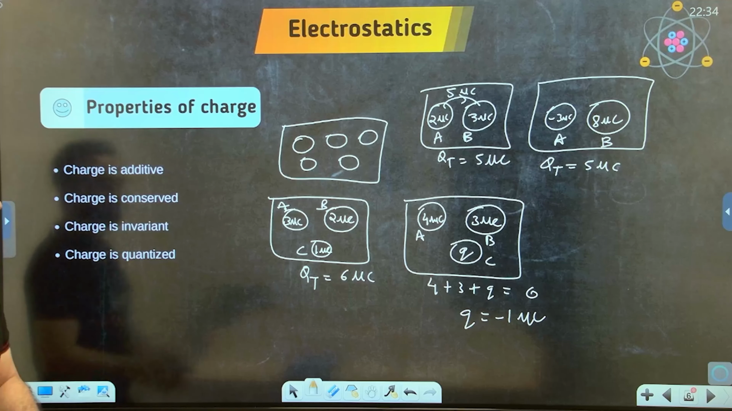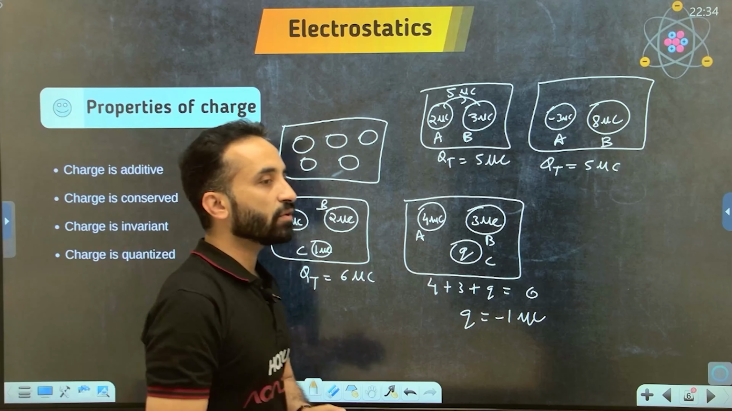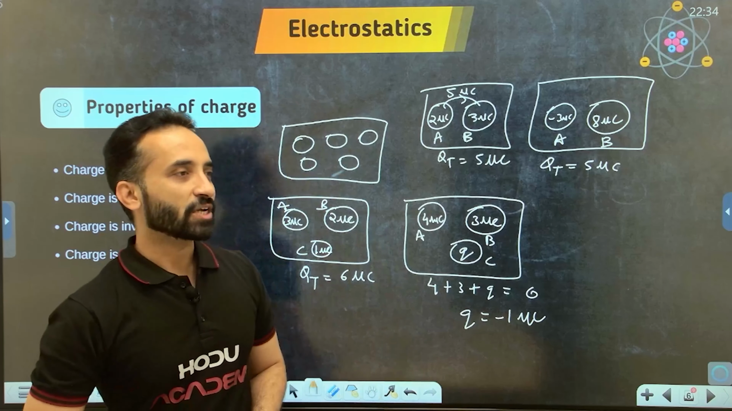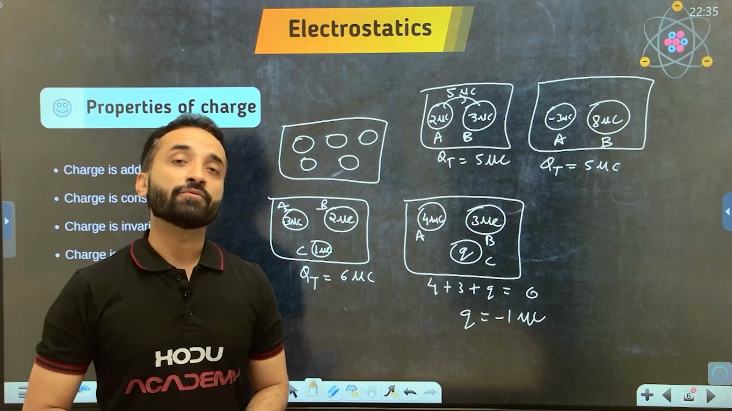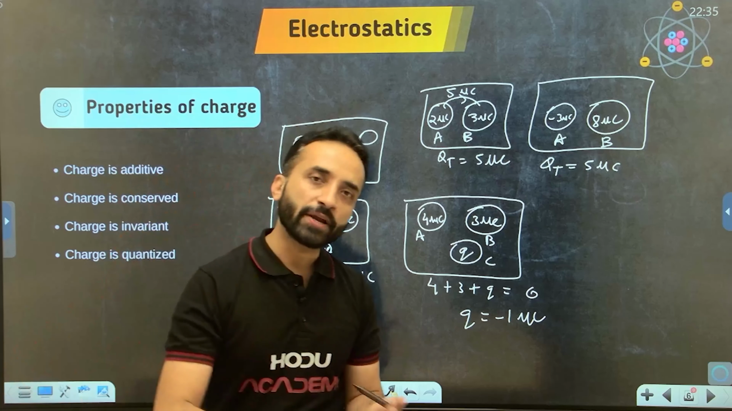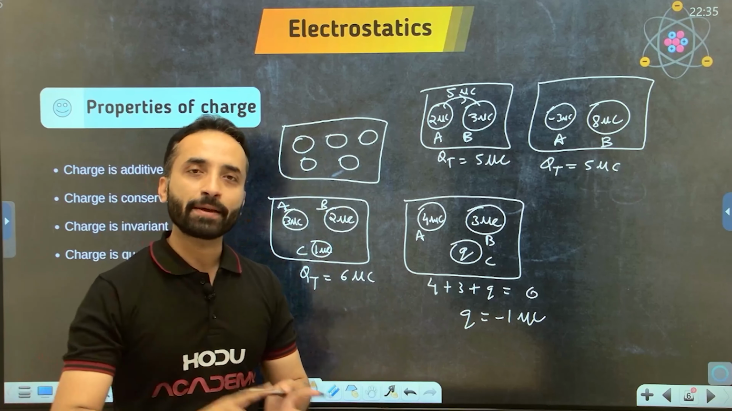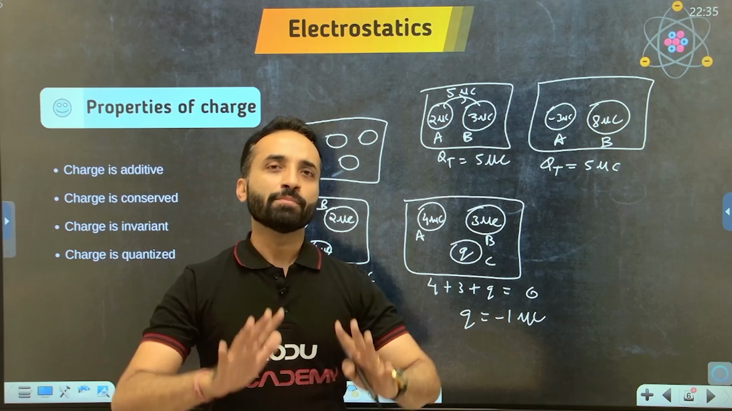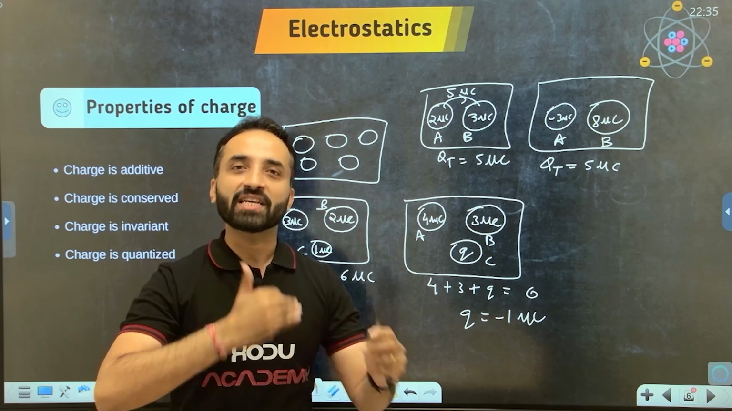All right. Next, charge is invariant. Now, what do you mean by that? Charge is invariant would mean that the value of charge does not change with anything. It does not change with frame of reference. It does not change with temperature. It does not change with motion. On the contrary, most of the physical quantities change for some reason.